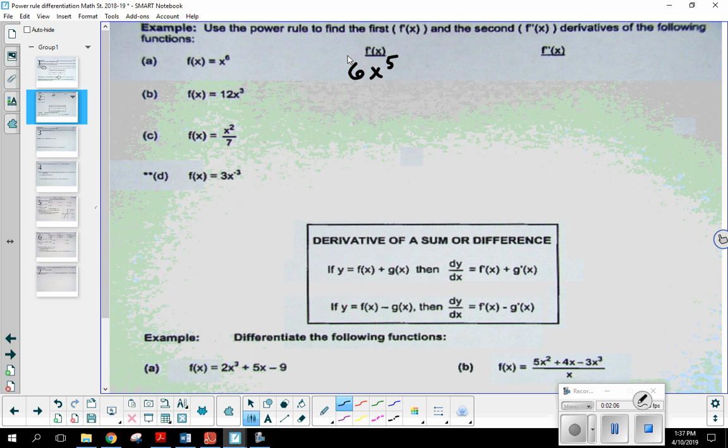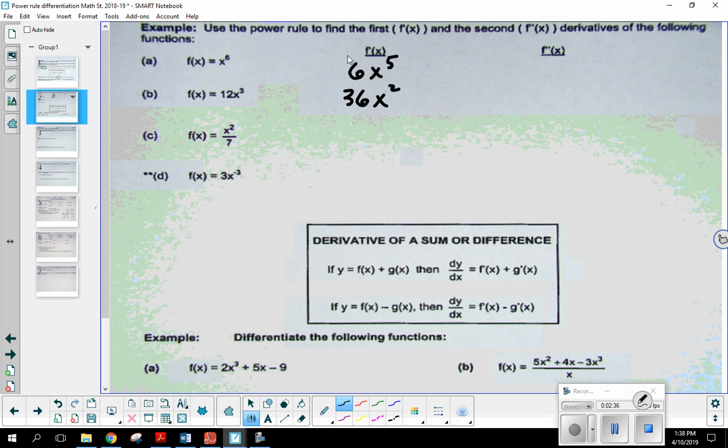Okay, Graceland, what would the second derivative be? One more time. Oh, now you're on B. So she went ahead a little bit. The first derivative of 12x cubed, 3 times 12 is 36. Subtract 1. Yes, that's absolutely right. But I'm looking for the second derivative of A. So the first derivative was 6x to the fifth. So what would the second derivative of x to the sixth be?